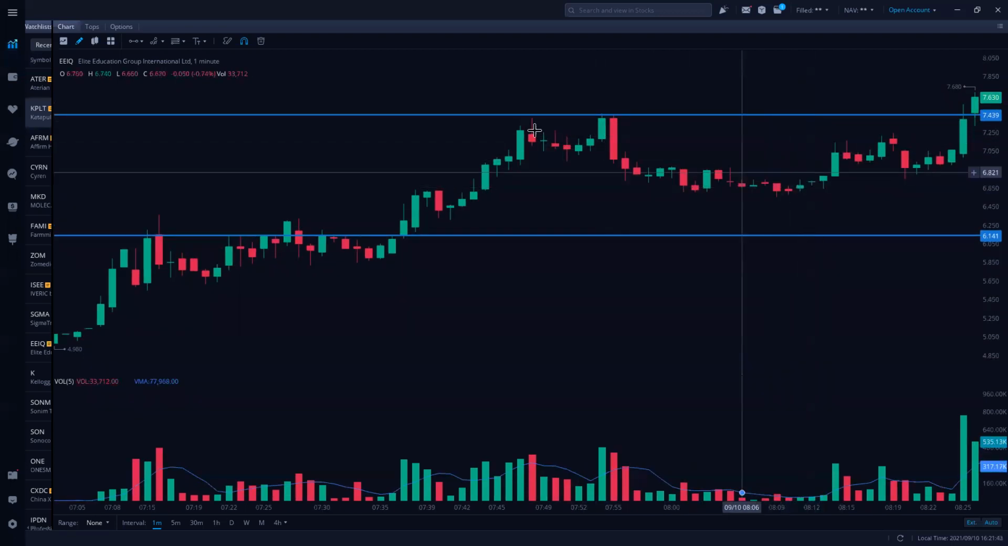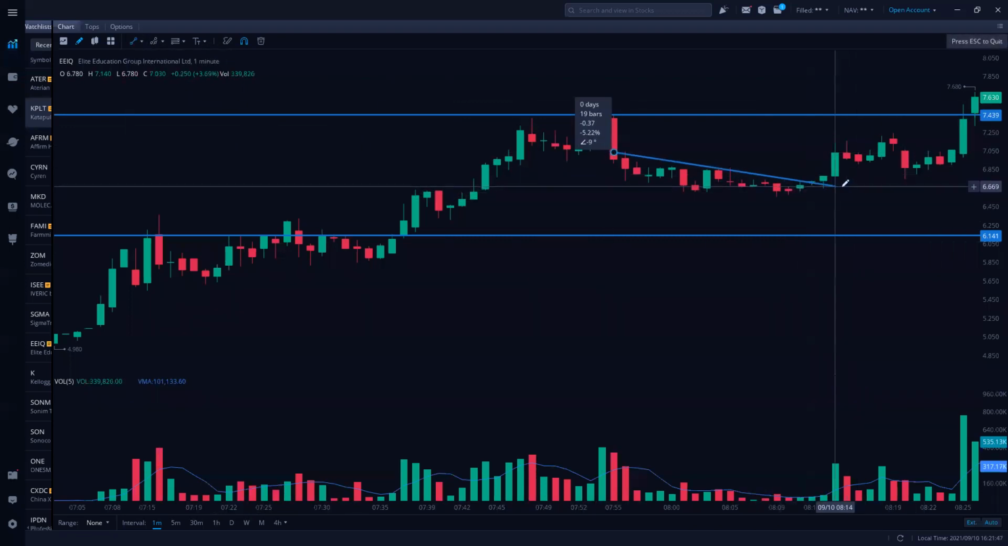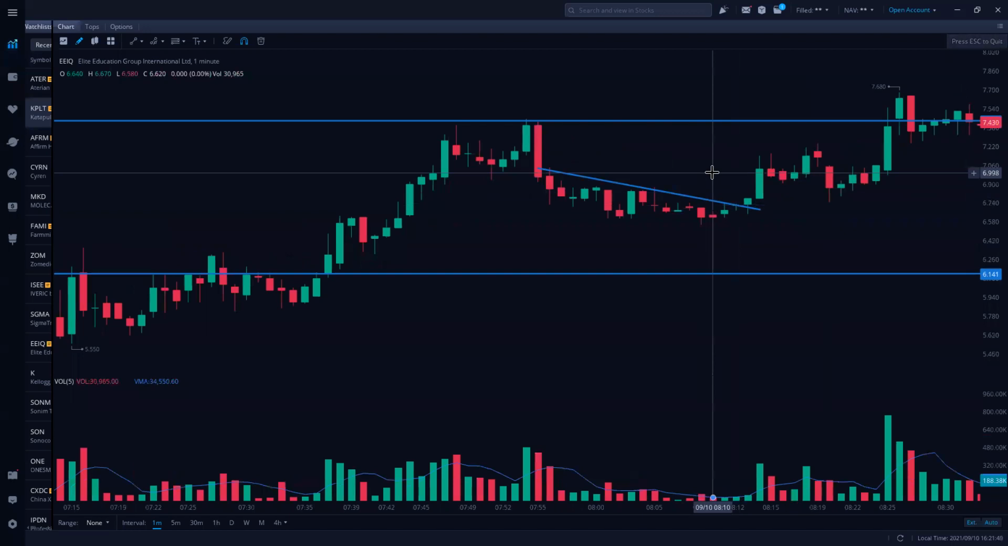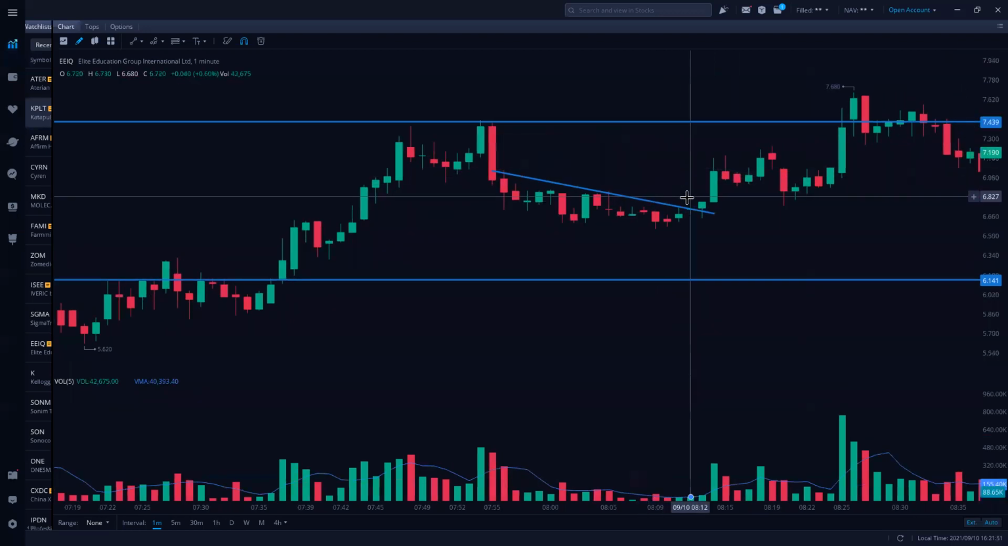Consolidated for a bit. You could have played downtrend break right here. And then right when it broke that, it closed above it. You could see the volume confirmation right there. So right when it broke that downtrend, just look at that volume confirmation. That would have been your indication. Oh shit, let me buy.